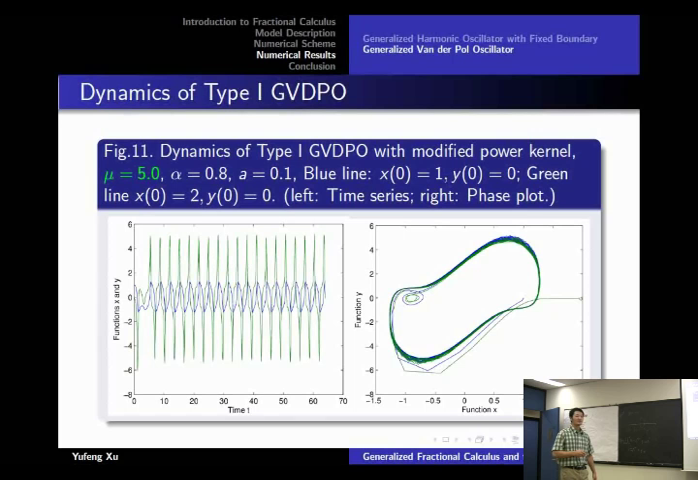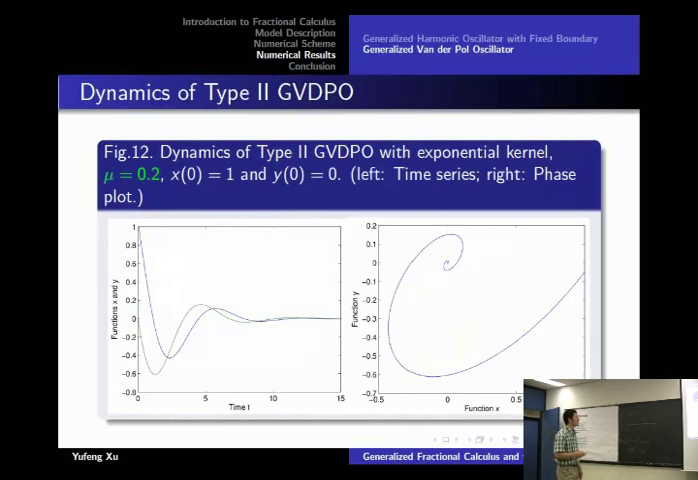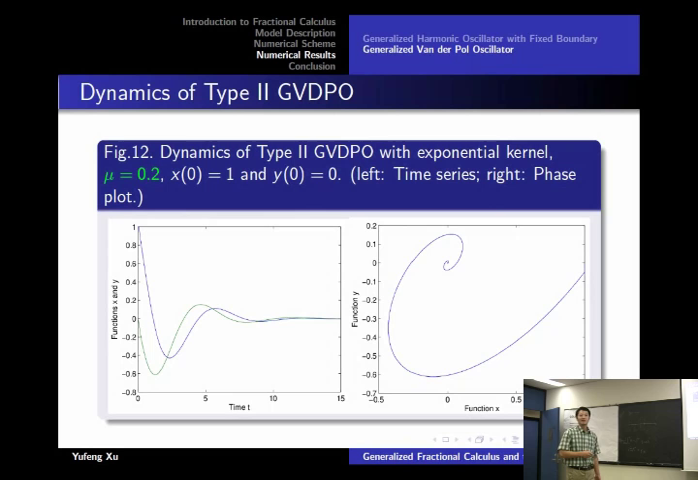I will go back to this figure because I observed so many things from it. And this is from type 2 with exponential kernel. For very small mu, we see this is stable and goes to the equilibrium point. These things never happen in the Van der Pol system. In the Van der Pol system, if mu is larger than 0, and we take any initial condition other than the equilibrium point, then the solution will eventually approach the limit cycle.